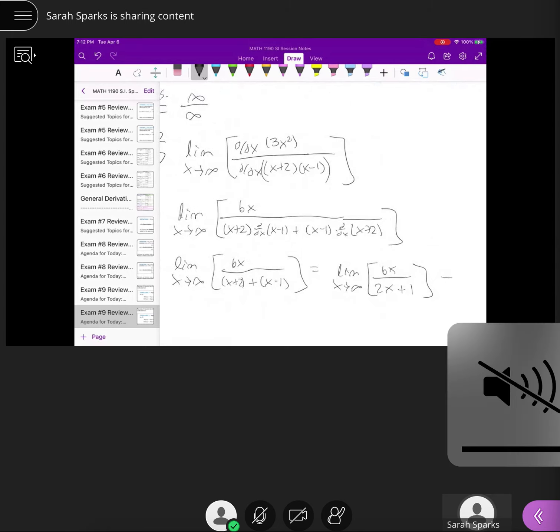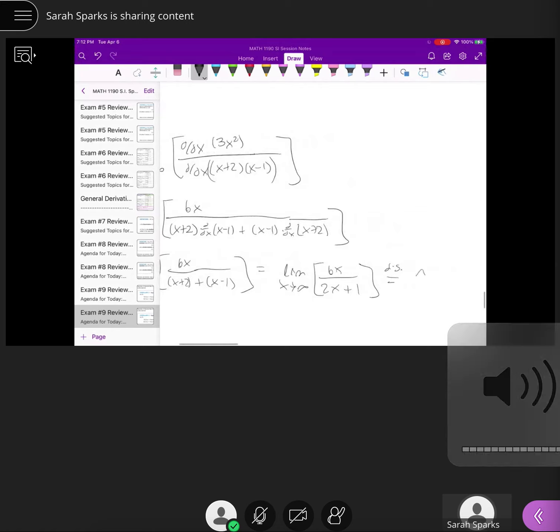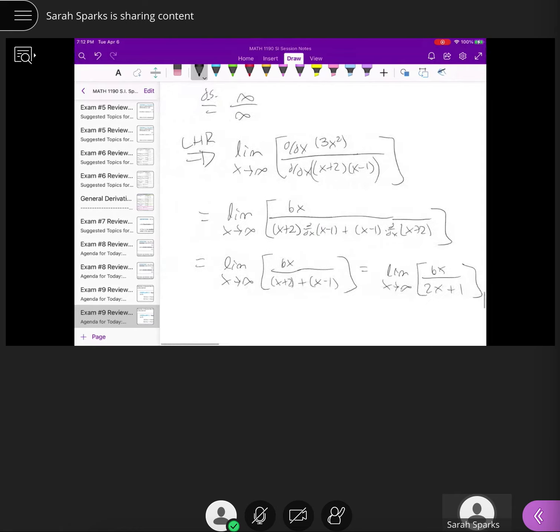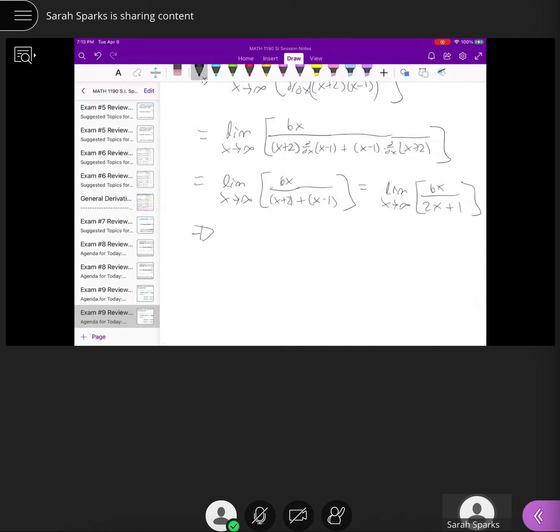So using direct substitution, we get infinity over infinity still, so that means we still have to use L'Hopital's rule one more time. So we have the limit as x goes to infinity of d dx of 6x divided by d dx of 2x plus 1, which is equal to the limit as x goes to infinity of 6 divided by 2, which equals 3.